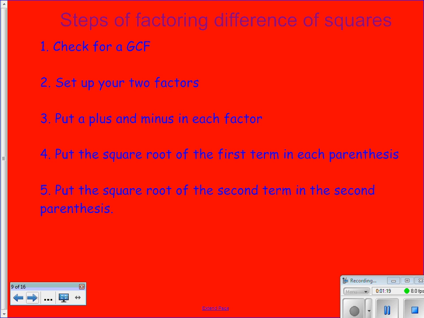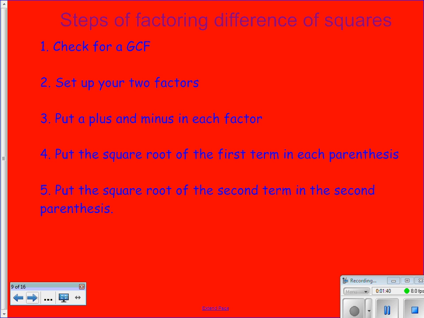Okay, so here are your steps for factoring differences of squares. First thing you want to do is check for a greatest common factor. This is something you always want to do when you are factoring. Okay, you want to make sure that you have a GCF. If you have it, you take it out. That makes your factoring life a lot easier. And in fact, when you're doing differences of squares, sometimes the differences of squares won't work out unless you take out that greatest common factor.